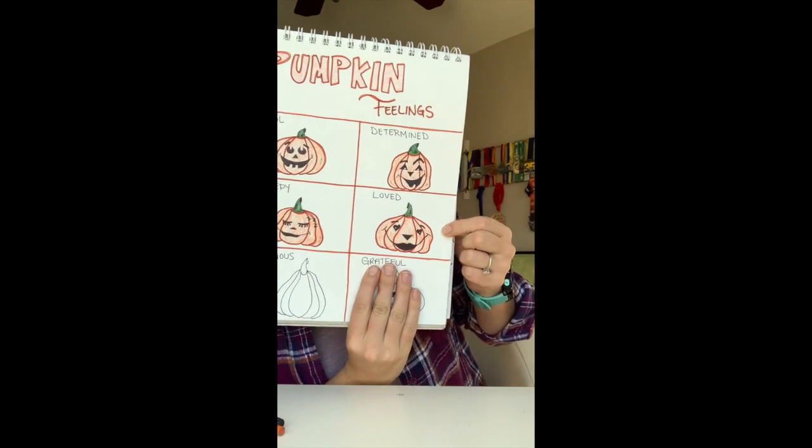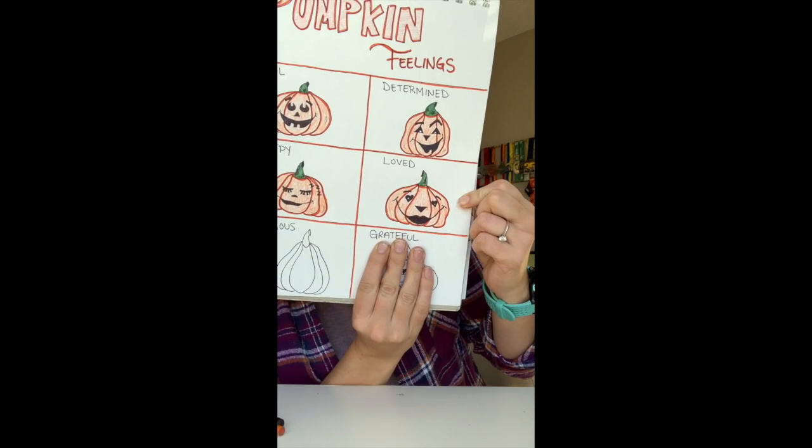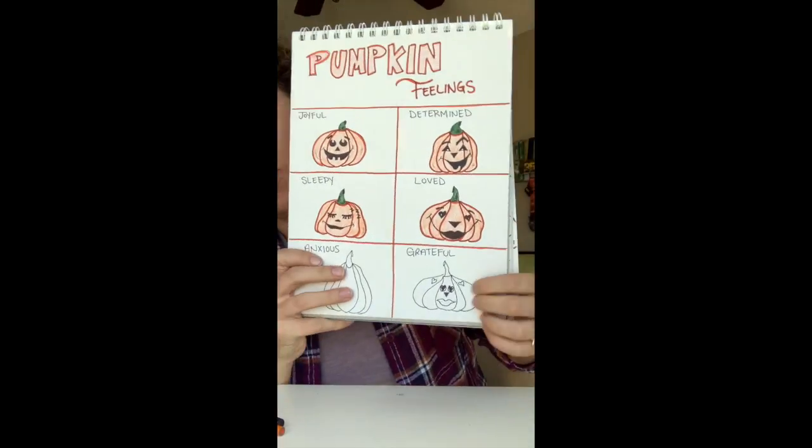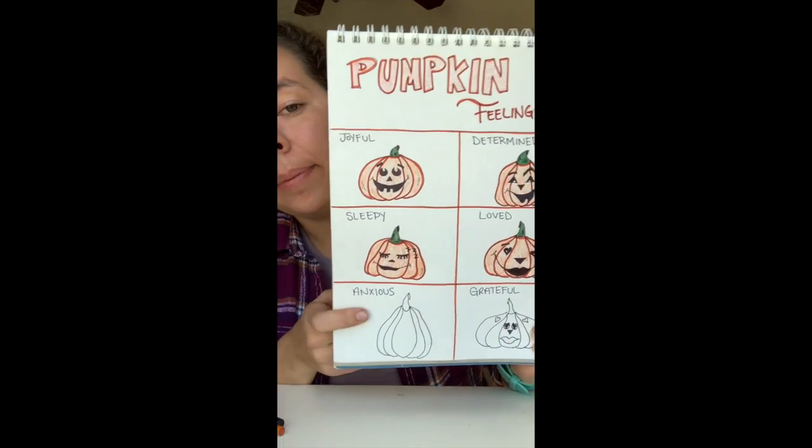All right, so we've got our 4th one. This is my loved feeling. All right, so now we're gonna move on to our next one. I accidentally started doing my 4th one on this one, so I'm gonna have to rework it when I get there, but no worries. So on to our next one.